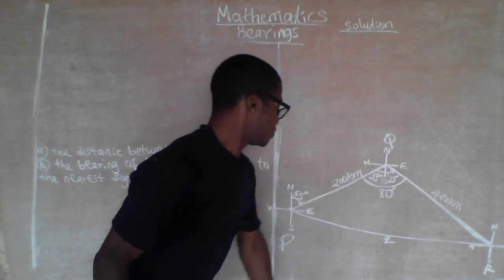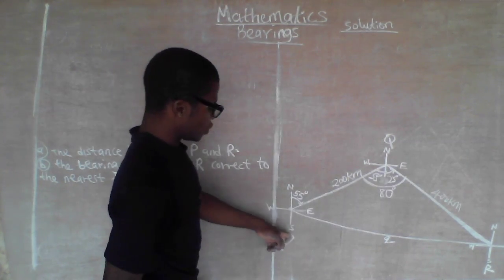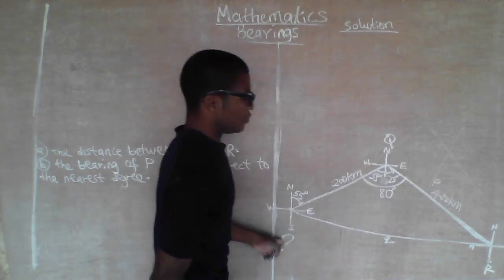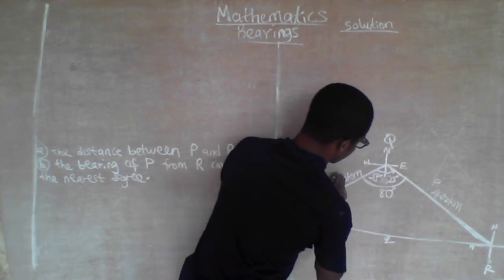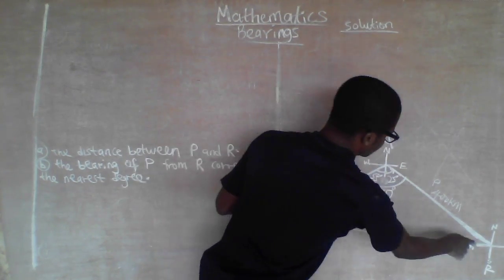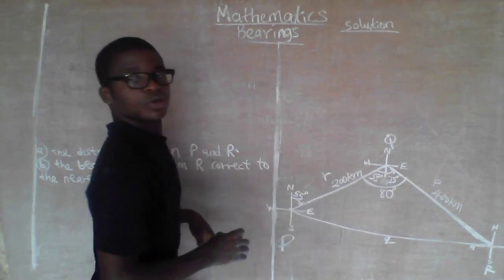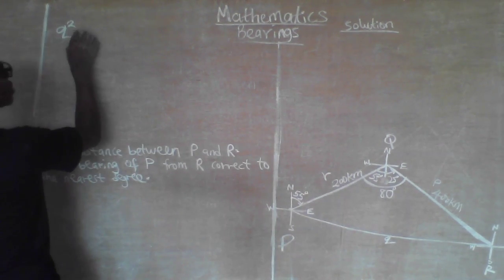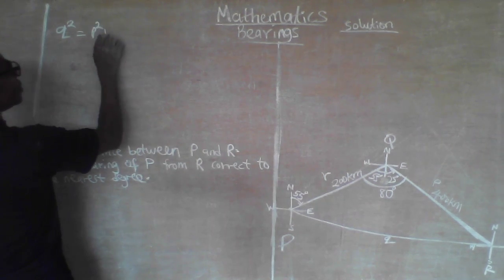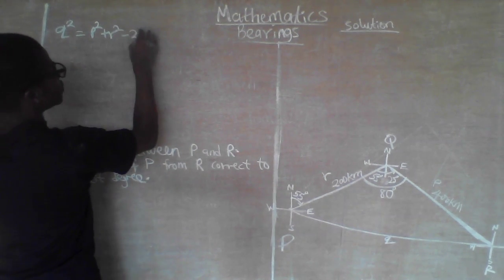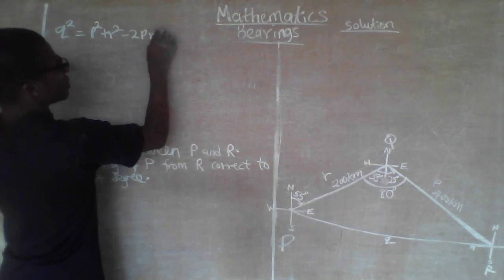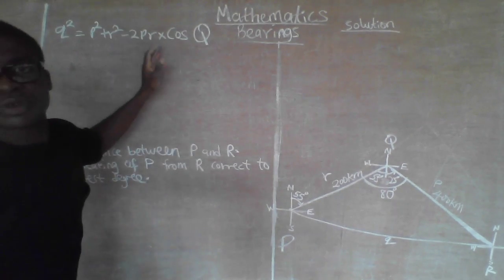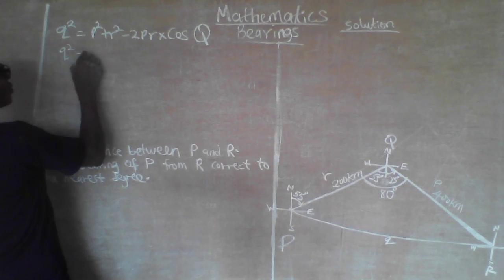So this is side small letter q, and this side is side small letter p, because this angle is big letter P. This side is side small letter r, because the angle opposite this side is big letter R. So from the cosine rule, I have that q squared is equal to p squared plus r squared minus 2pr times cos big letter Q.